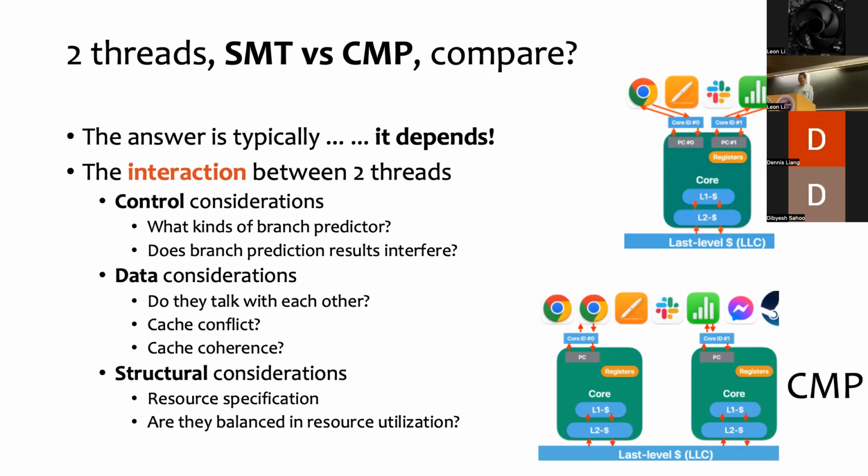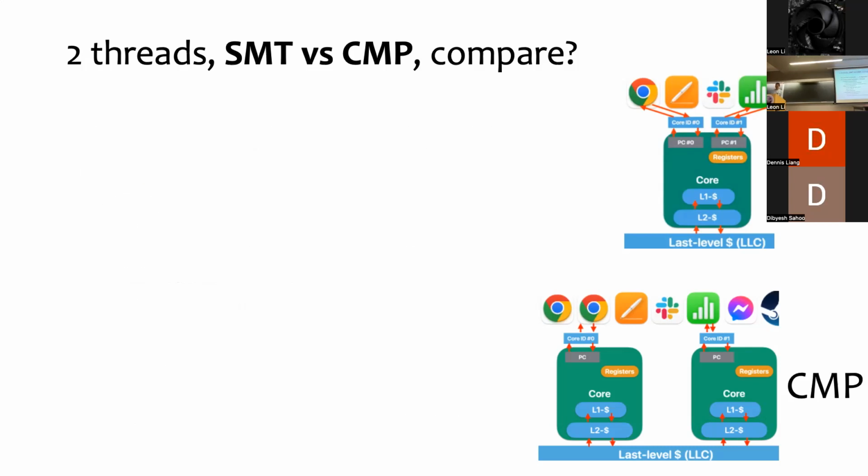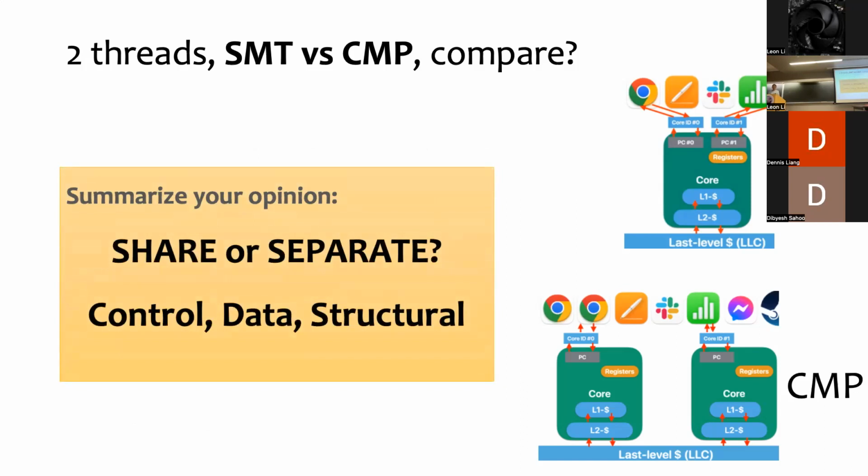All right, it depends. Ultimately, everything depends. But a good analysis follows the same kind of rational structure. Again, if you don't want to remember all the bullet points, the main question is, do I want to share or separate the resource for these two processes? And when it comes to analyzing performance, again, control, data, structure, right? Never changes.